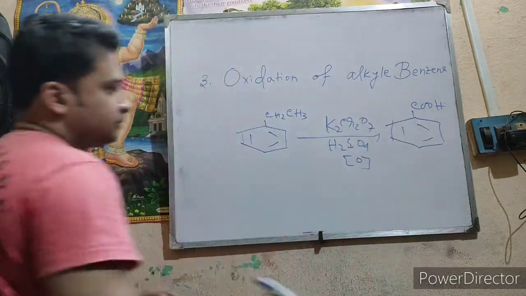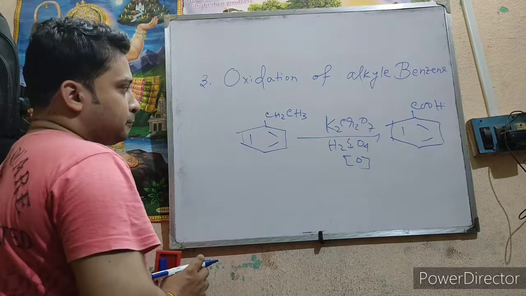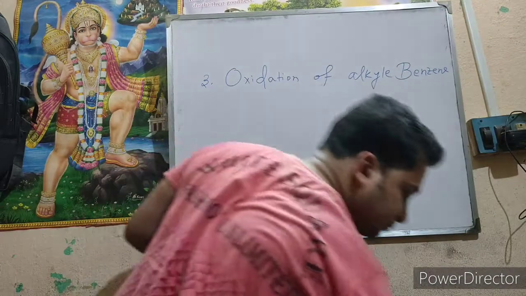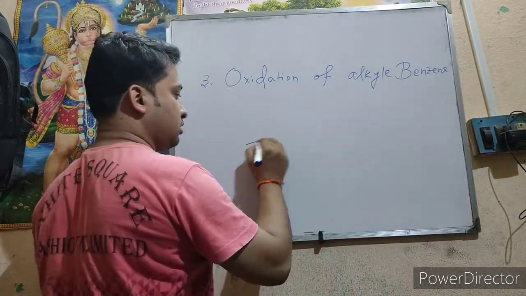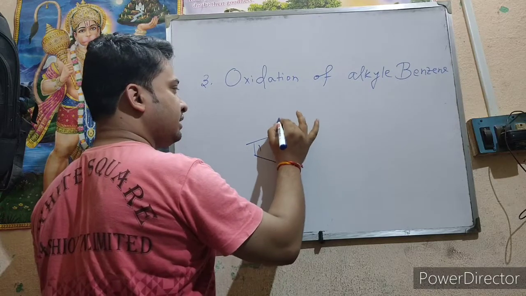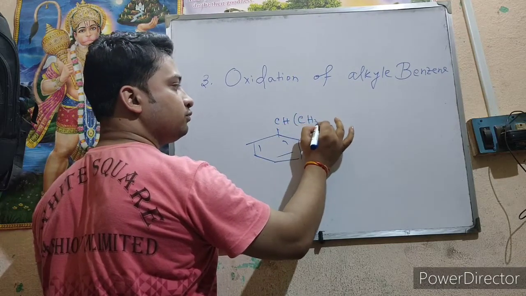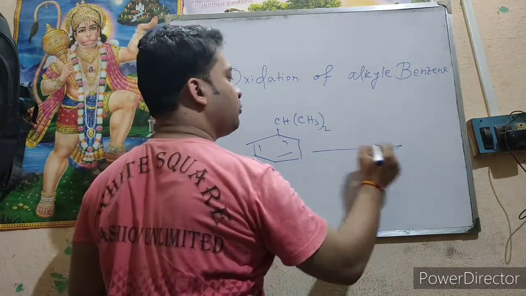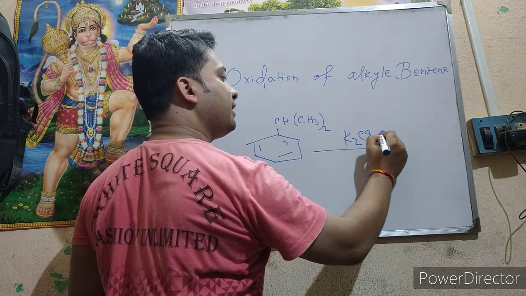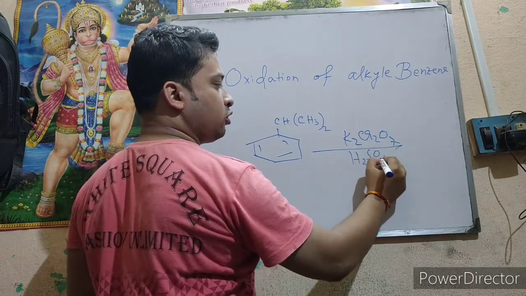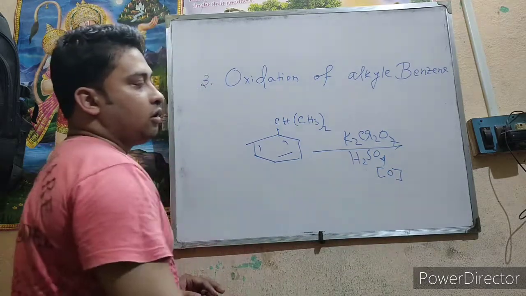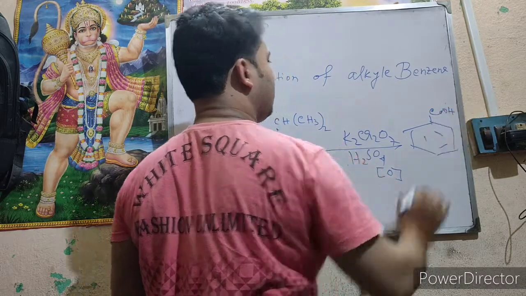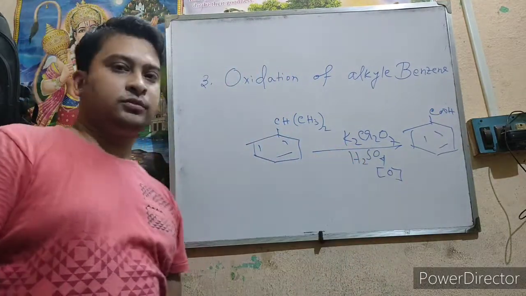Okay. If you take 2 degree, this is 1 degree. So if you take 2 degree, that means if you take this CH3 whole 2. Okay. That means if you utilize K2Cr2O7 and H2SO4 with the help of German oxygen, you get this same product.